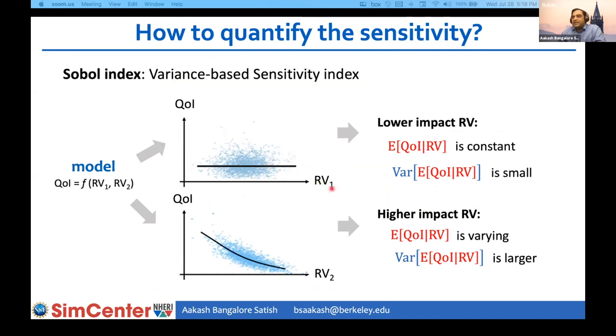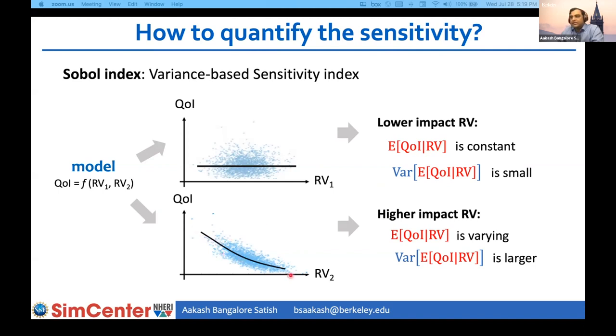So here we see that if the influence of the random variable is not too high on the quantity of interest, the expected value of the quantity of interest conditioned on any value of the input random variable, actually in this case, is constant. This is represented by the black line. And correspondingly, the variance of this expected value of the QI conditioned on the RV is very small.